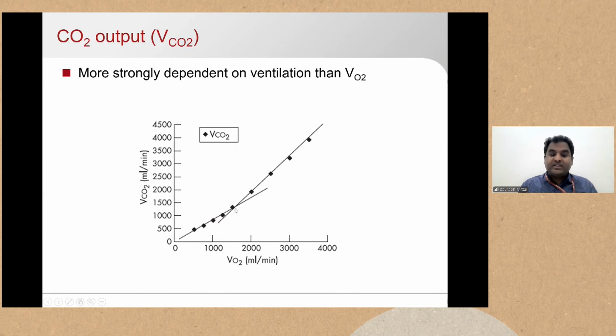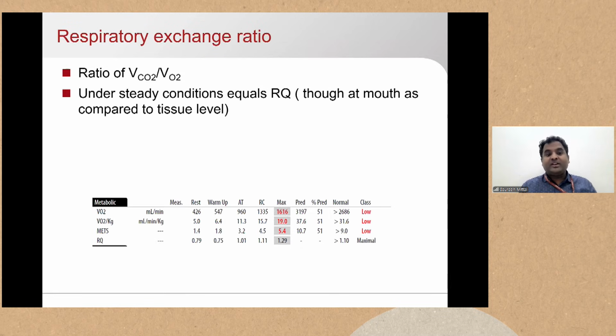But there comes a point when CO2 output is much more than the VO2. This is the point which is called the anaerobic threshold. That means at this point, aerobic exercise has become anaerobic exercise. So you have to remember, when CO2 production exceeds oxygen consumption is the point when the anaerobic threshold is reached. This is the anaerobic threshold.